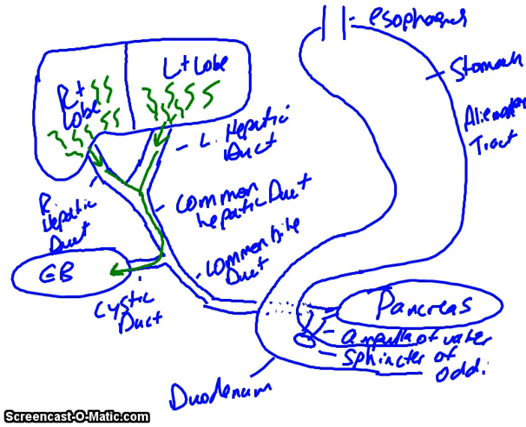When the body does need it, the gallbladder contracts, and then that bile is excreted from the gallbladder and it goes down into the common bile duct. It meets up with the pancreatic duct, and then the bile and the pancreatic enzymes are released into the duodenum via this ampulla of Vater or hepatopancreatic ampulla. And again, that opening or that ampulla is controlled by the sphincter of Oddi.